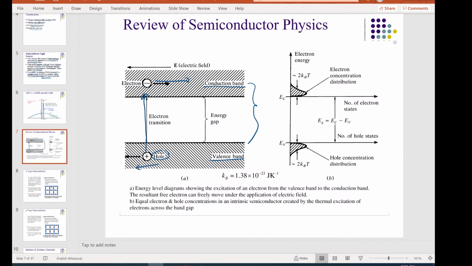And the space or the gap between the conduction band and valence band is what we know as the energy gap, and it depends on the specific material. For example, silicon has an energy gap of 1.1 electron volt, and so on. In terms of concentration, for an intrinsic semiconductor, we have about the same concentration of electrons and holes at the conduction band and valence band respectively.